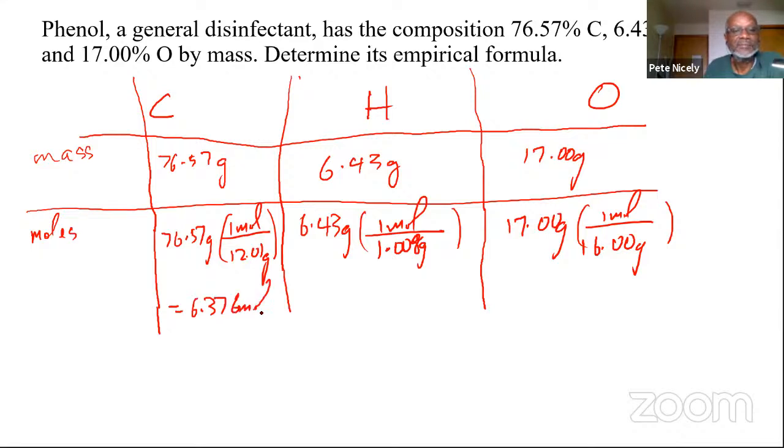6.376 moles, all right? And then in the case of hydrogen, 6.43 divided by 1.008. According to my calculations, when rounded off to 3 sig figs, that becomes 6.38 moles. And then in the case of oxygen, 17.00 divided by 16.00. And according to my calculations, this rounds off to 4 sig figs, so this should be 1.063.